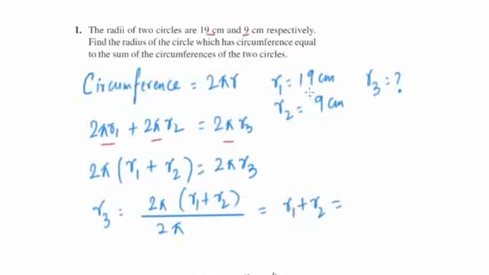So we know the value of r1 and we know the value of r2, that is 19 plus 9. So on adding them we will get 28 centimeter. So we have got the radius of the circle as 28 centimeter.